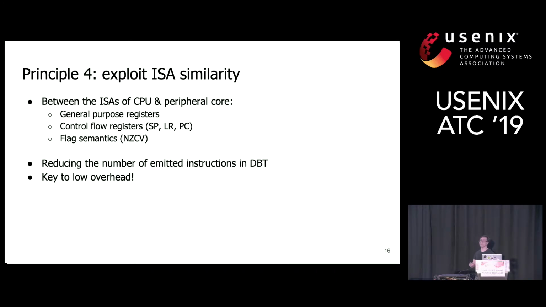The fourth principle is to exploit the isosimilarity between the CPU and the peripheral core. Here, isosimilarity means the same set of general purpose registers, the identical usage of control flow registers, as well as the same conditional flag semantics. This reduces the emitted instructions for DBT, and it is key to the low overhead.